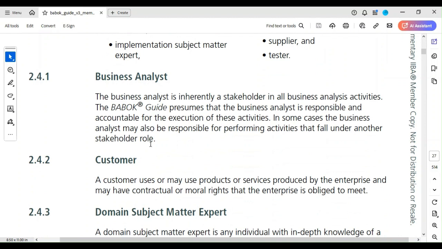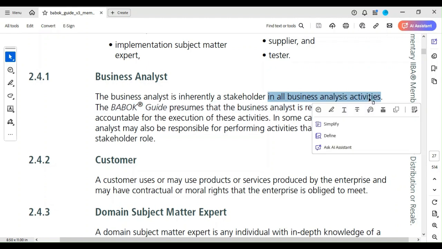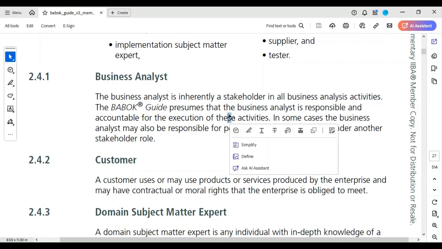Business analyst. The business analyst is inherently a stakeholder in all business analysis activities, because you are the one driving everything. So you are always there. The BABOK guide presumes that the business analyst is responsible and accountable for the execution of these activities. In some cases, the business analyst may also be responsible for performing activities that fall under another stakeholder role.